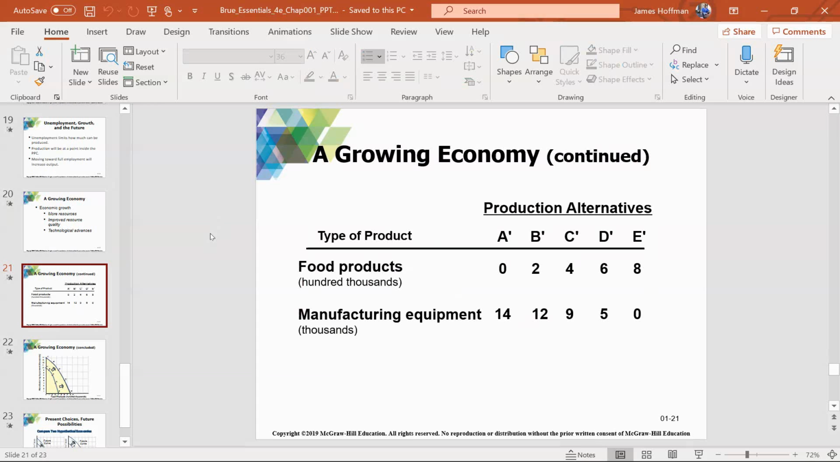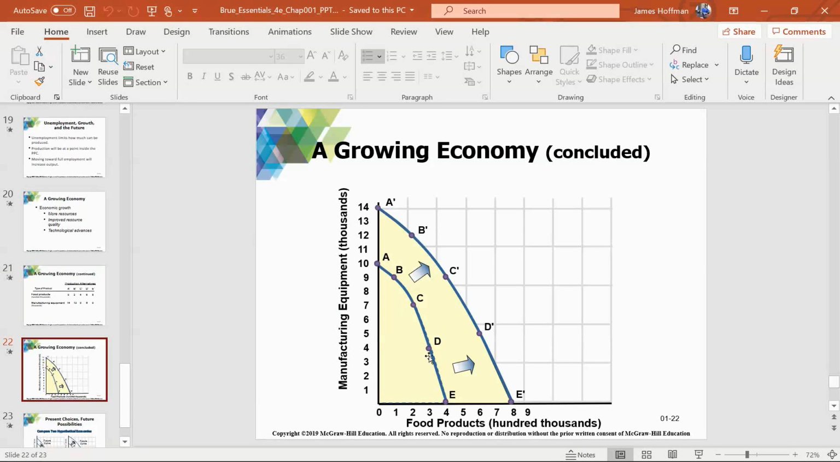Okay, so if the economy has economic growth by any of those factors, the way you would show it is like this. The lower curve was the previous curve, and economic growth is represented by a rightward shift where you can attain higher combinations of all the resources. So this newer curve, like A prime, B prime, C prime, represents economic growth in which the economy can now achieve higher levels of production alternatives.